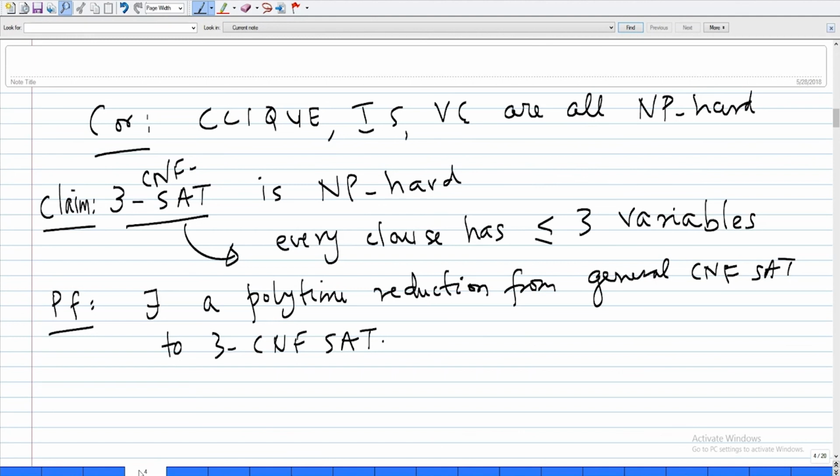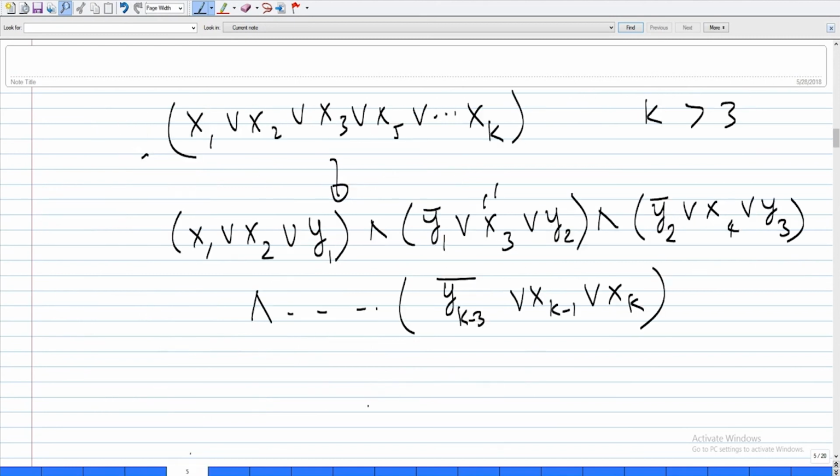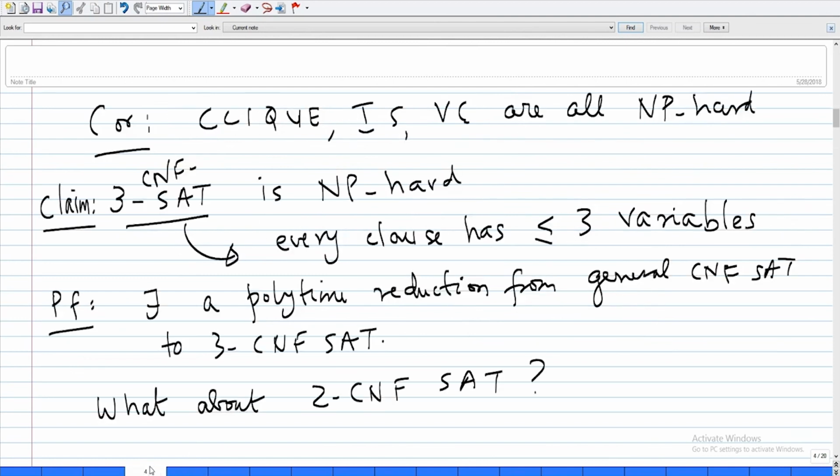Now you can ask, what about 2 variables per clause, right? Can I do a similar kind of reduction? If I have 3 variables in a clause, can I break it up into 2 and do this kind of thing? We don't know. But this is solvable in polynomial time.